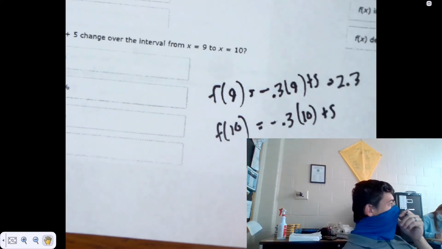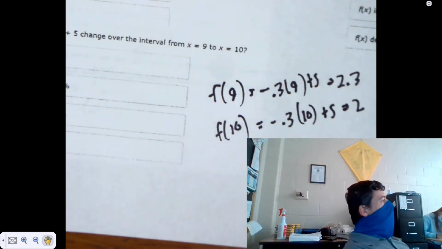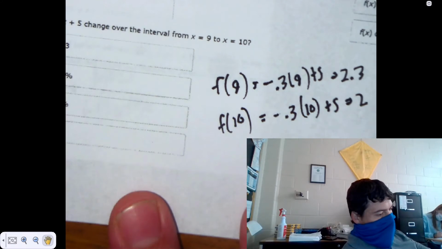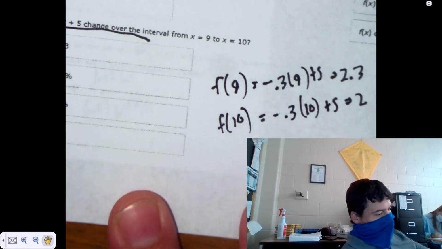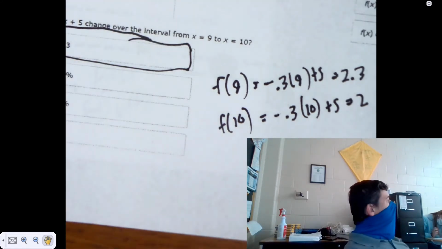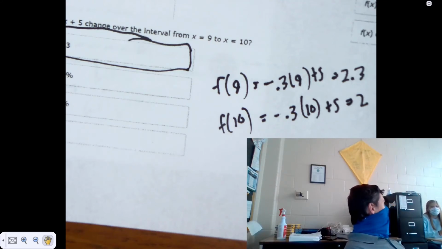Negative 3/10 of 10 is 3. You add 5, you get 2. What happened? Three tenths, yes. What was the slope of that given equation? Negative 3/10. Happened to be the answer, didn't it? Because you only moved 1 unit. So it's just slopes, all this is.